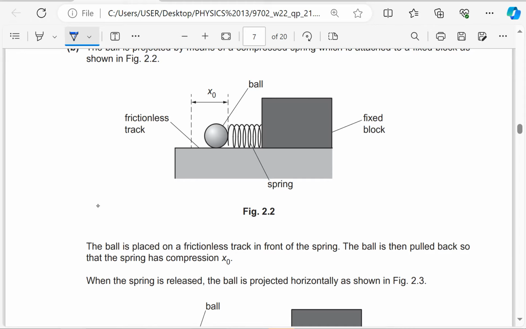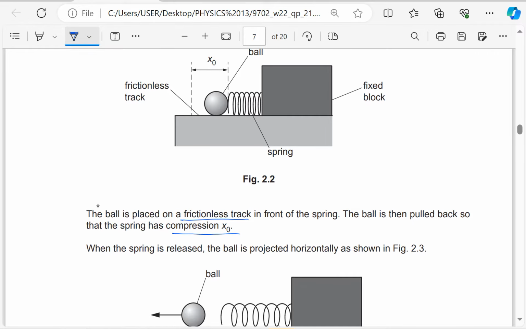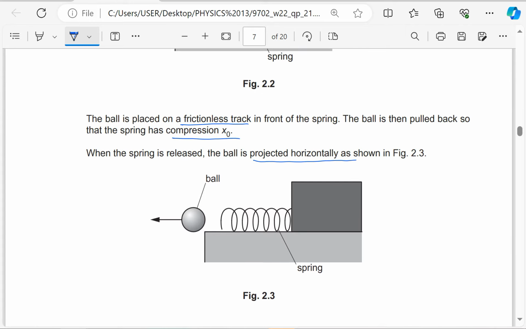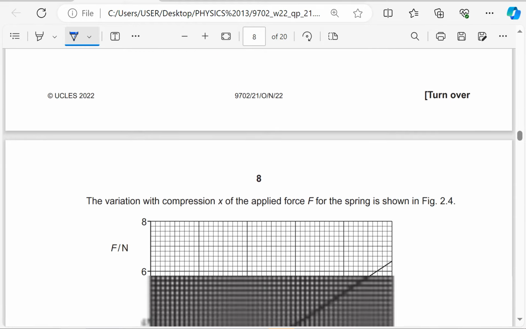Okay, so the ball is placed on a frictionless track. In front of the spring, the ball is then pulled back so that the spring has compression x naught. When the spring is released, the ball is projected horizontally as shown. Of course, we have elastic potential energy when it is compressed, which is going to be converted into kinetic energy when the spring is released.